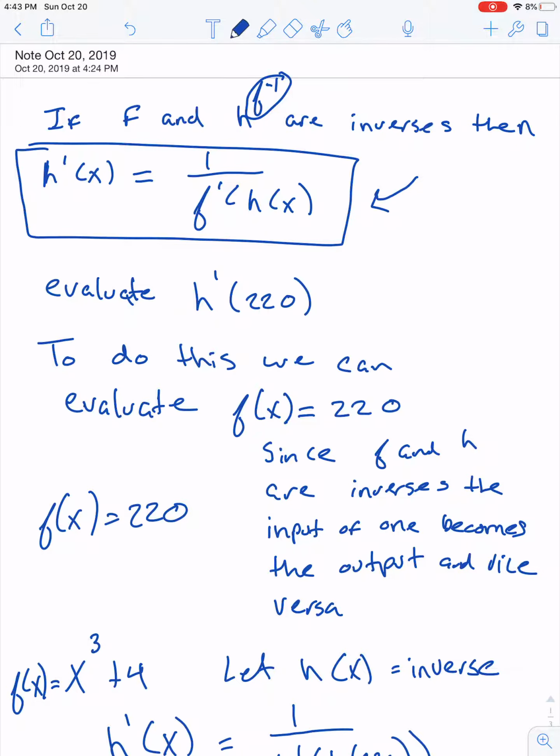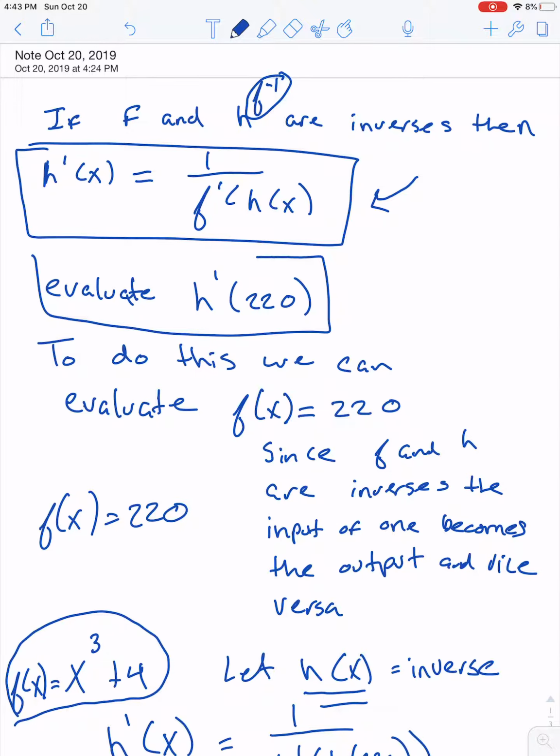divided by the derivative of f of h of x. So to solve this first problem, it's asking us to look at the original function f of x equals x cubed plus 4, and we're going to let h of x be equivalent to its inverse. And the problem wants us to evaluate the derivative of the inverse at 220.